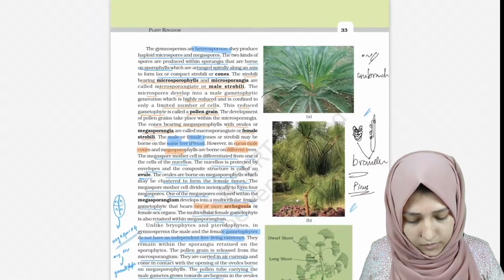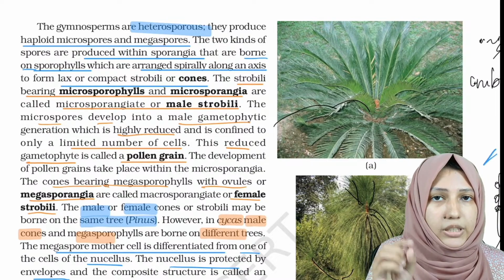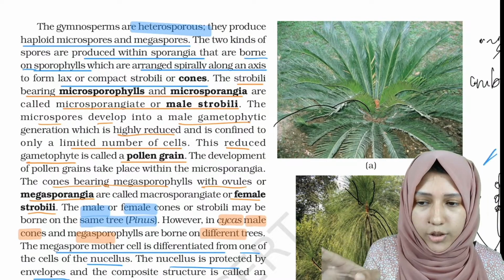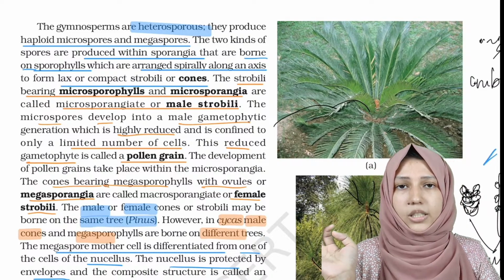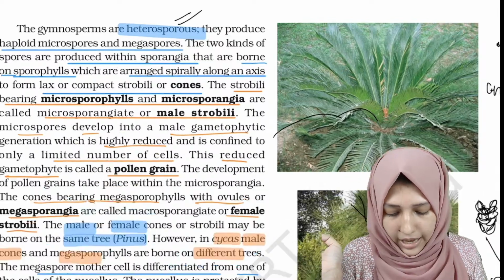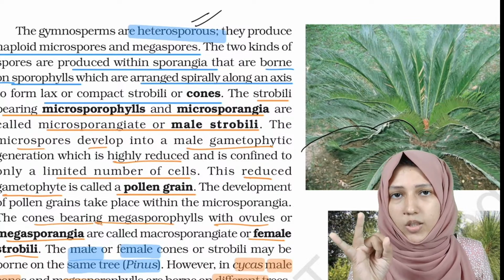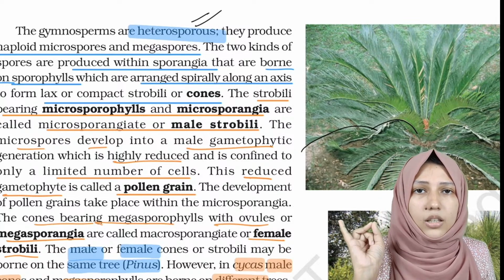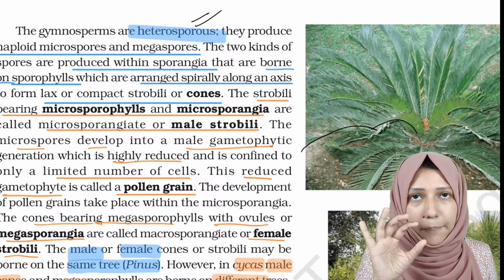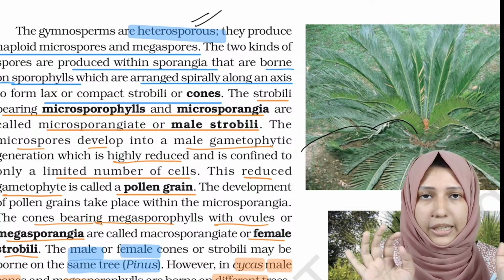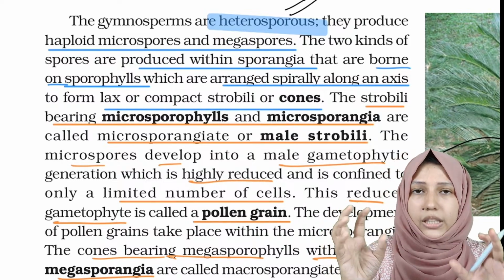Clear? Now Gymnosperms are heterosporous. What we studied in Pteridophytes: Pteridophytes can be heterosporous, and can also be homosporous. But the complete Gymnosperm group is heterosporous. They have microspores and megaspores. Microspores are male spores and give rise to the male gametophyte, and megaspores give rise to the female gametophyte. Clear? And these two kinds of spores are produced within the sporangia.